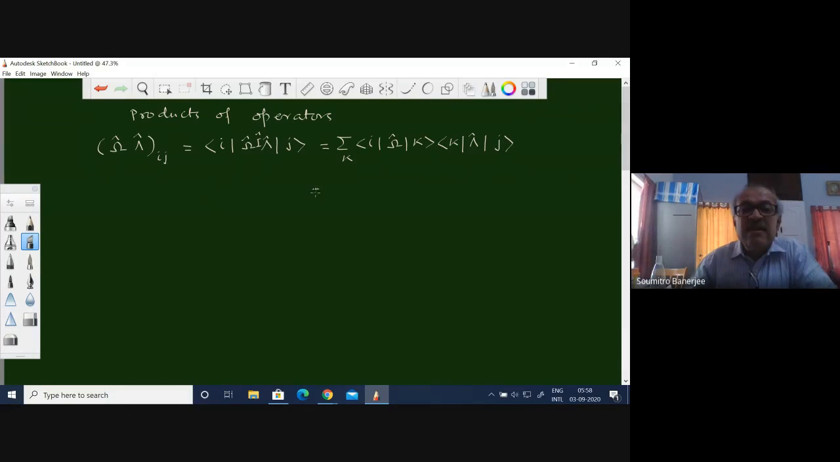Now this is the ikth element of omega. So this is nothing but the omega ikth element, and this is the lambda kjth element, and that is summed over all k, and you can see that this is nothing but the simple rule of matrix multiplication. So the omega operator, lambda operator product is nothing but the product of two matrices.